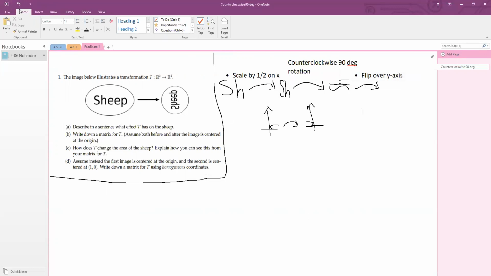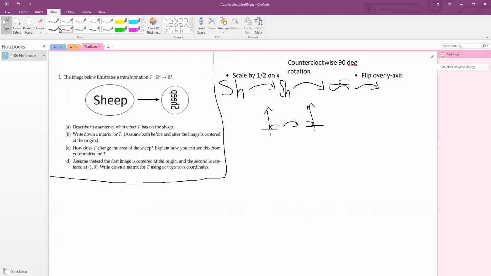All right, so part A asks you to describe in a sentence what effect T has on the sheep. So basically, it's just these three things. First, we're scaling it. Then we're rotating it counterclockwise. Then we're flipping it over the y-axis. That basically sums it up. And you can have a little drawing to go along with it to show what's going on.